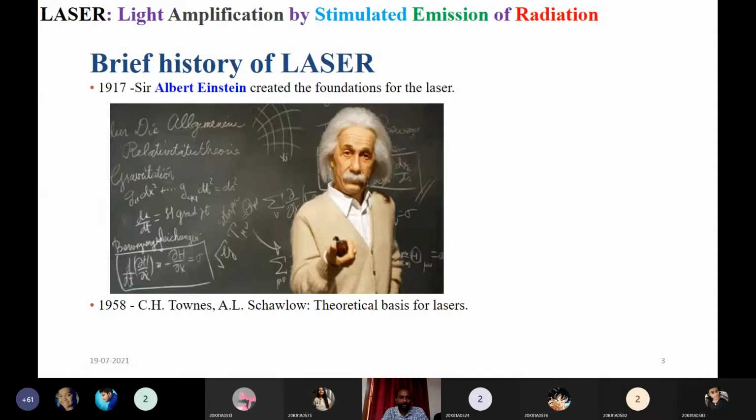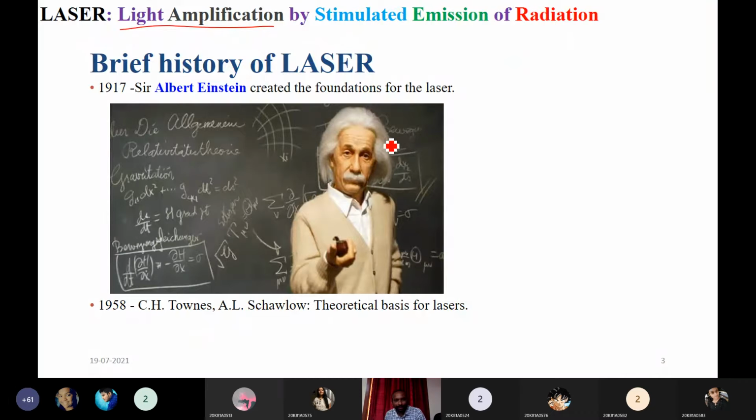Okay, first, what is the laser abbreviation? Already you know this one: Light Amplification by Stimulated Emission of Radiation. Here what we are doing is amplifying the light. First we are creating the light. Light is nothing but photons only. We are creating the light.